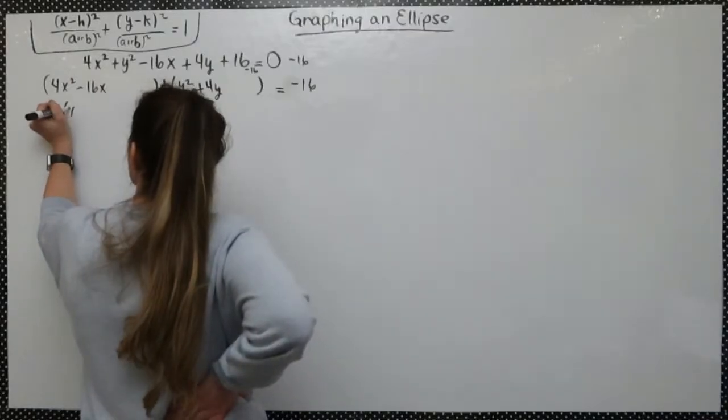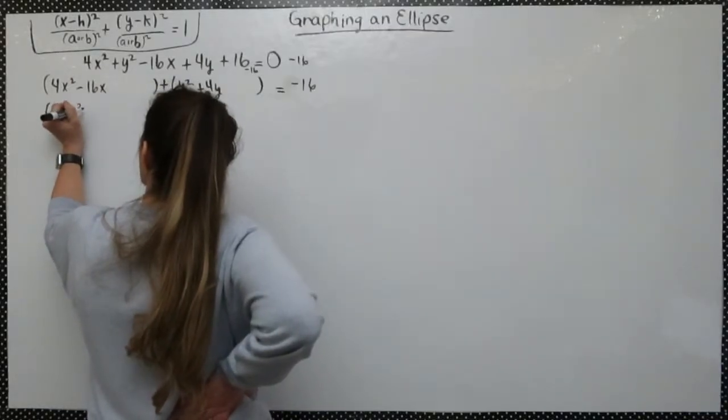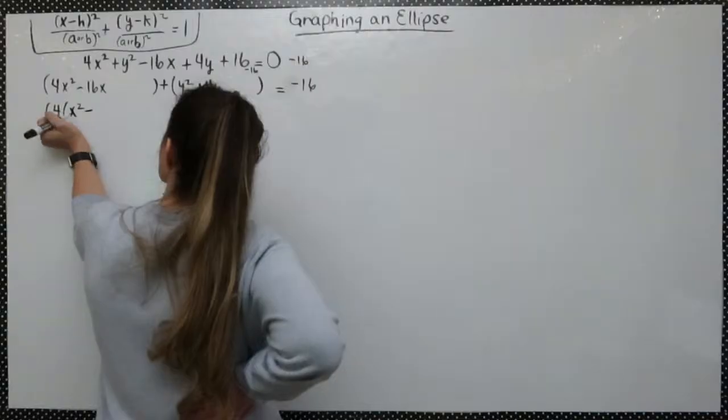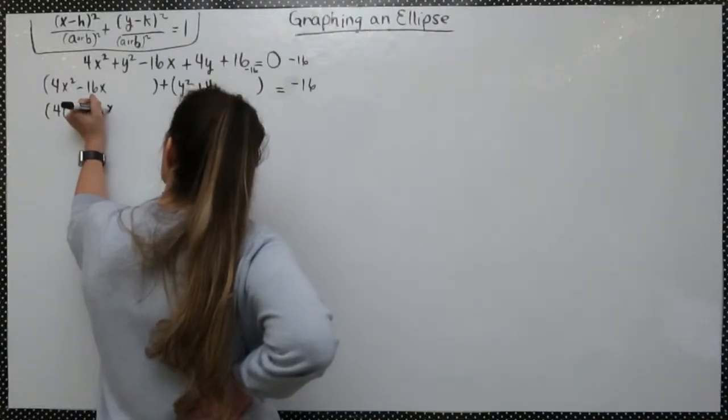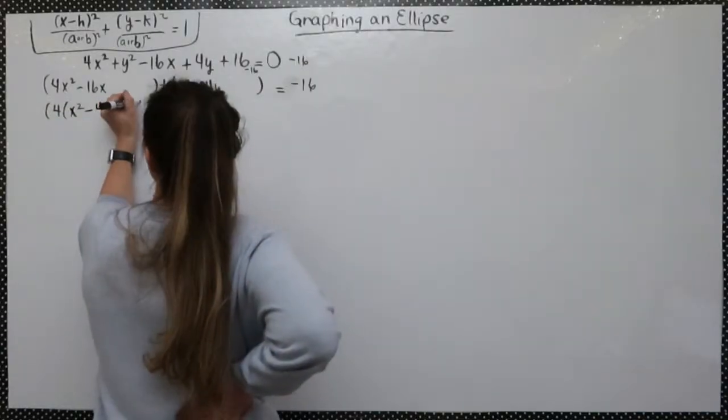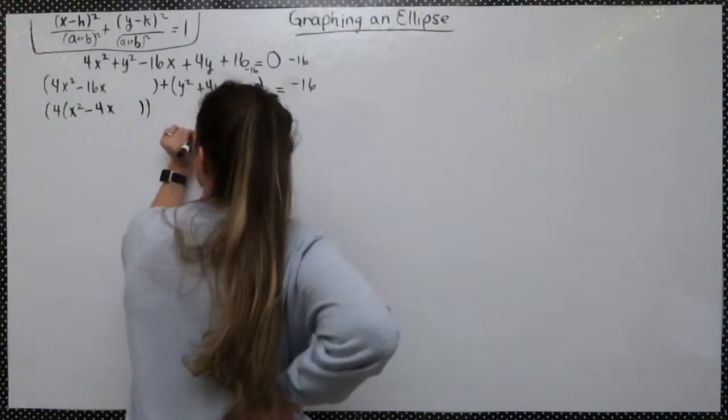So we're going to go ahead and pull 4 out of that term. So that's going to be x squared, 4 times 4 is 16. And then we're going to leave some room, and we're going to have 2 parentheses on that one.